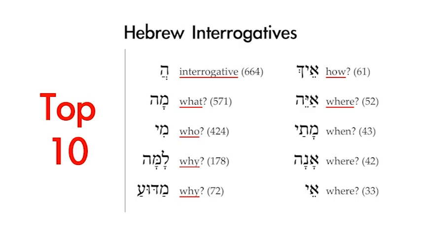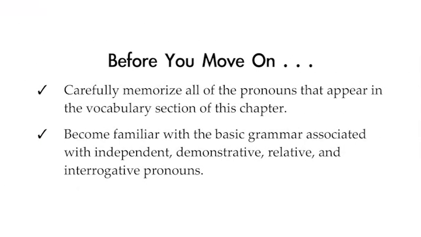There are a few less common interrogatives, matai meaning when, anah meaning where, and an additional one meaning where. You can see that there aren't that many interrogatives in Hebrew, and so concentrate on the ones that occur with greater frequency. Finally, before you move on, what should you do?